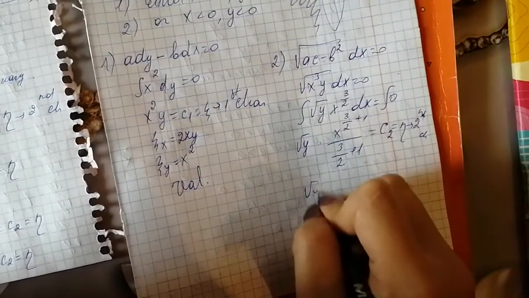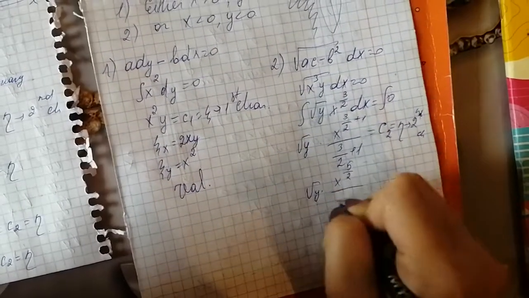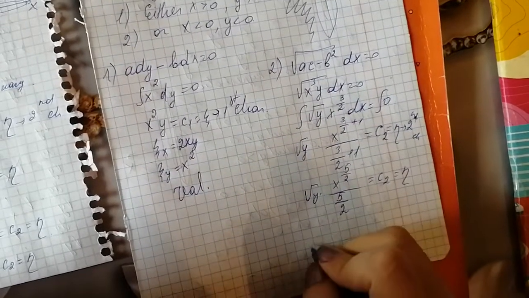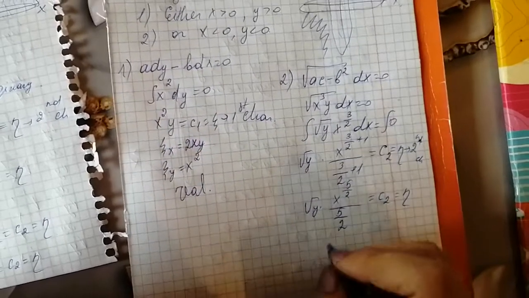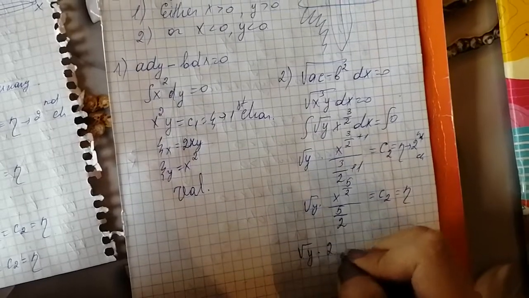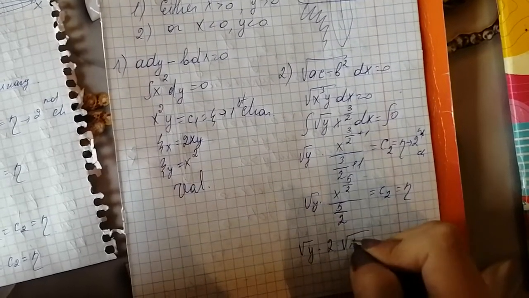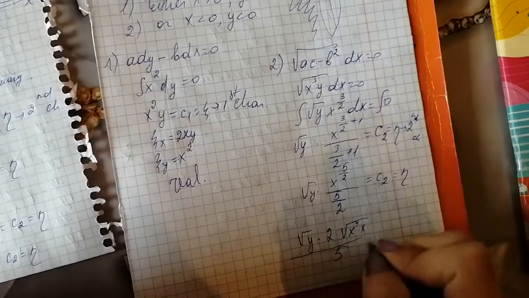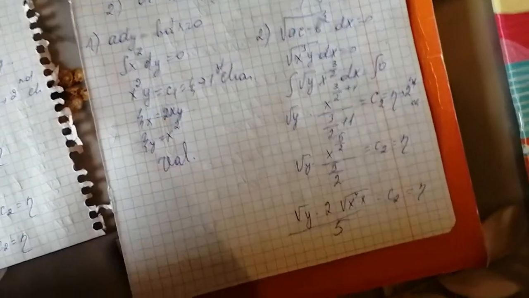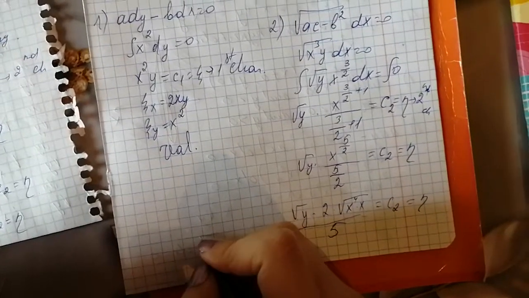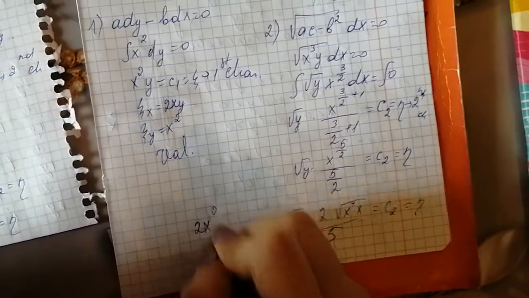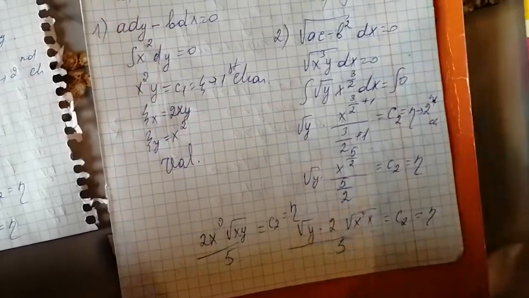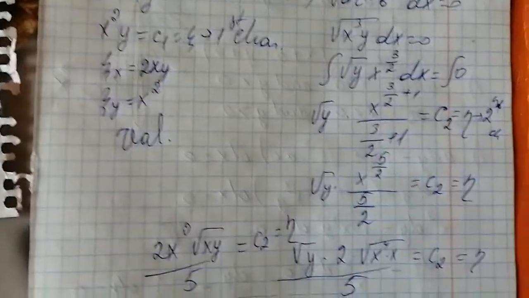Let's calculate it. Square root of y times x to the power of 5 over 2 over 5 over 2 is equal to c2 equal to eta, and here we find that square root of y times 2 times square root of x to the power of 4 times x over 5 is equal to c2 is equal to eta, and this is also 2x squared square root of xy over 5 is equal to c2, and this is equal to c and the second derivative. The solution of this task is in this form.